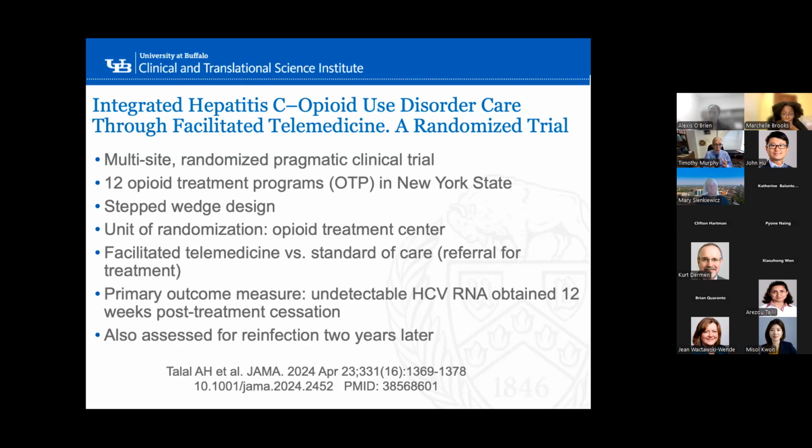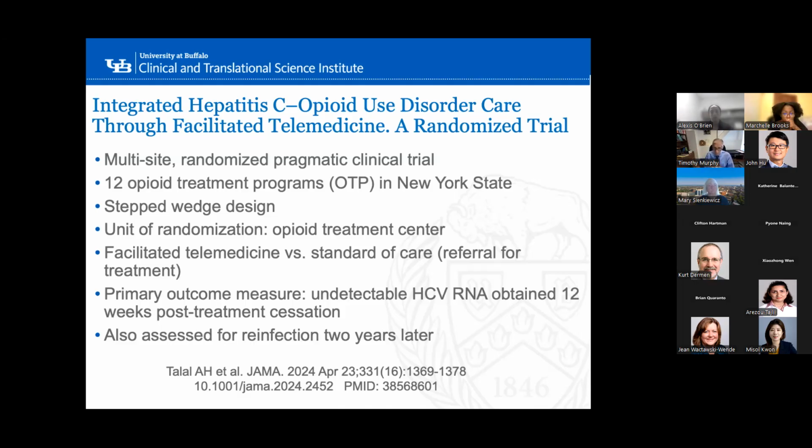It involved 12 opioid treatment programs in New York State, and I'll show you where they are in the next slide. It's a so-called stepped wedge design. That means everybody will eventually get telemedicine, but it's done in stages, so you can compare the outcomes of people when they didn't have facilitated telemedicine to when they did. The unit of randomization is the opioid treatment center. That's the pragmatic part of it. So it wasn't individuals who were randomized. Some of the treatment centers got facilitated telemedicine, and some got standard of care.